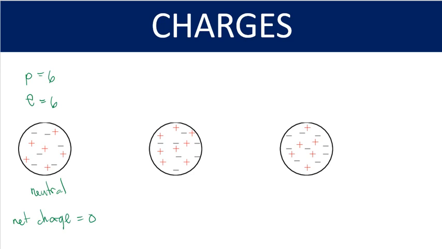Let's go ahead and do the same for the atom in the middle. The number of positive charges, the protons, 1, 2, 3, 4, 5, 6, 7, 8. The number of electrons, negative charges, 1, 2, 3, 4, 5, 6, 7. The net charge here, because the number of protons, positive charges, is greater than the number of negative charges, has to be positive, right? The net charge here is positive.